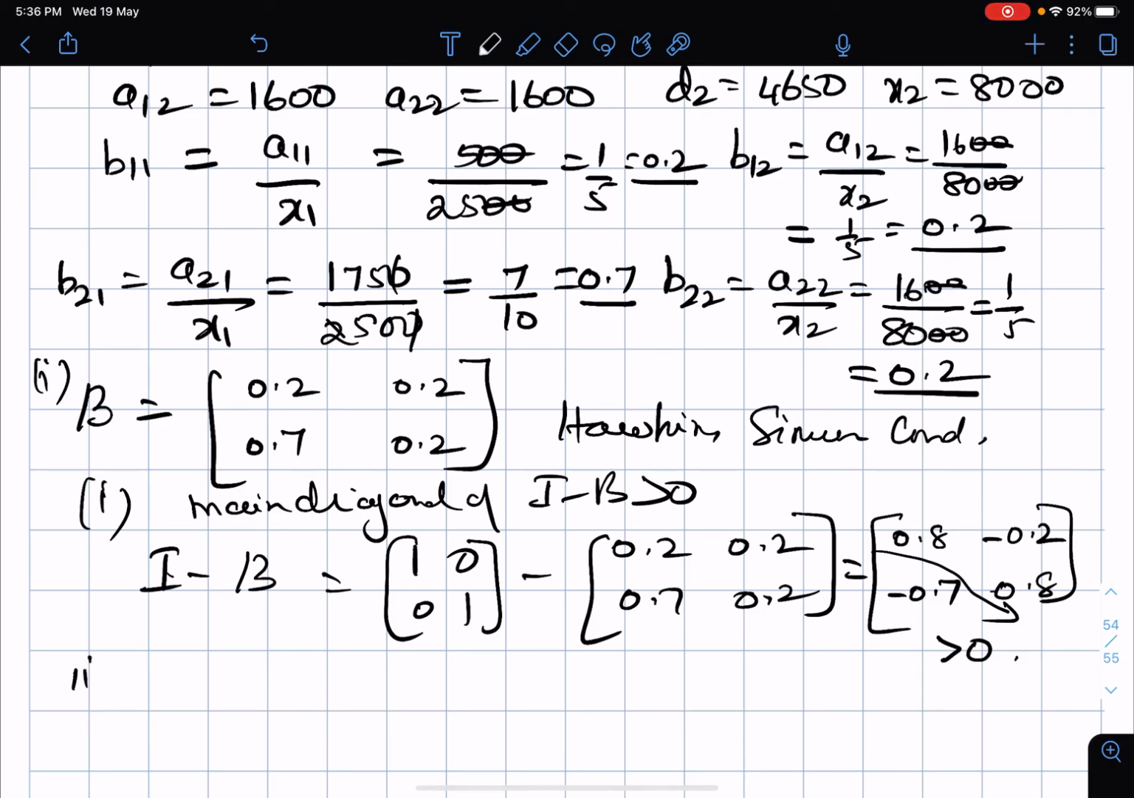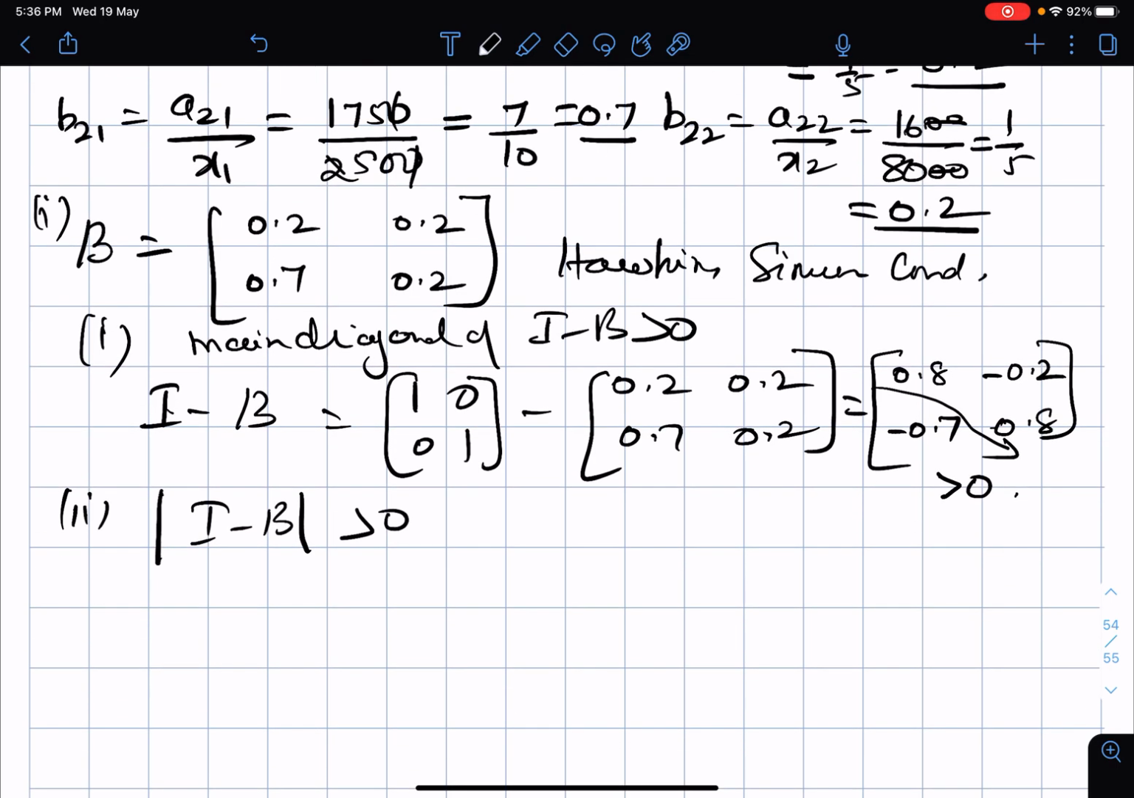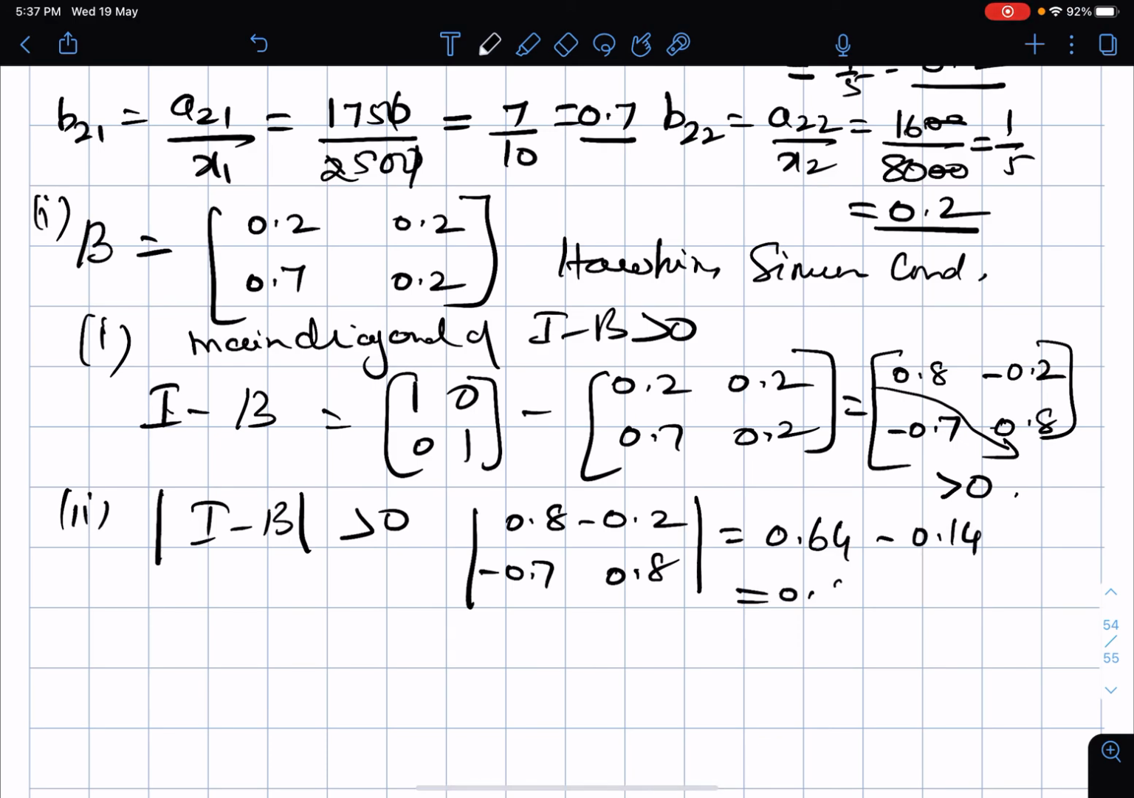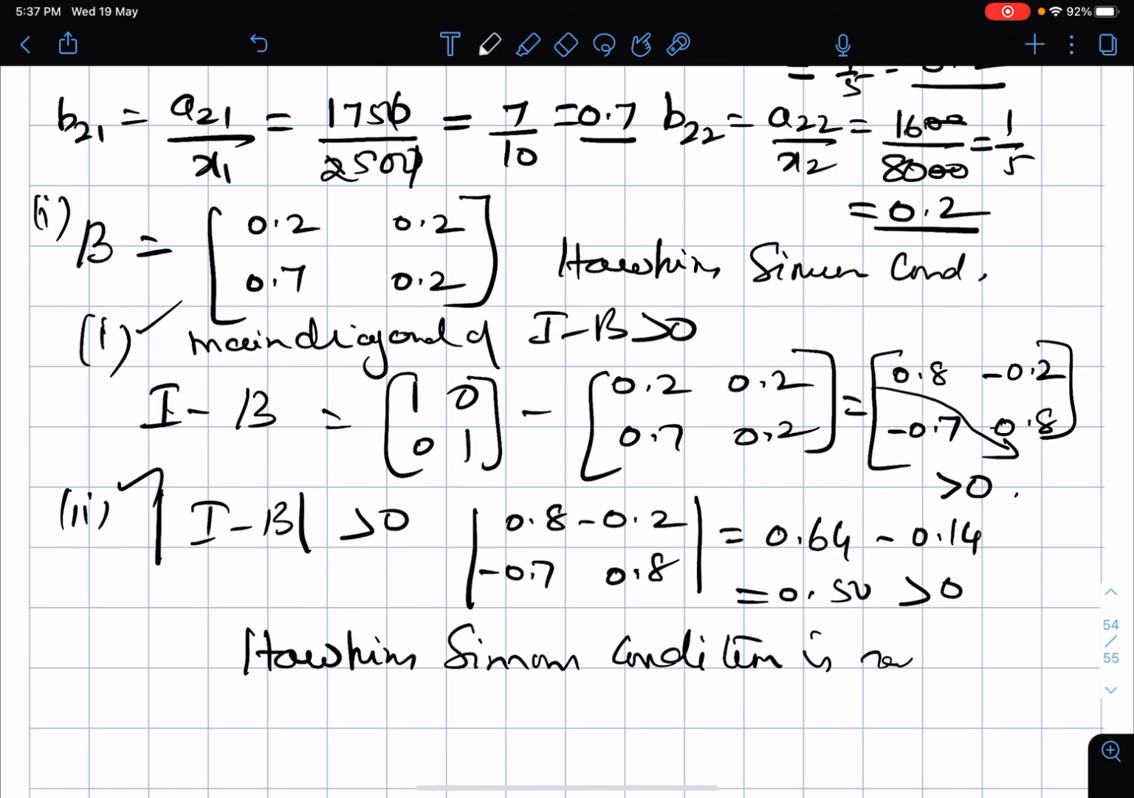Now coming to our second condition, the determinant of I minus B should also be greater than 0. What is our determinant? 0.8, minus 0.2, minus 0.7 and 0.8. You multiply, you will get 0.64. This minus into minus is plus, so it becomes 0.14, and that gives 0.50, which is also greater than 0. So our second condition is also satisfied. So the Hawkins-Simon condition is satisfied. You have to write that the Hawkins-Simon condition is satisfied.